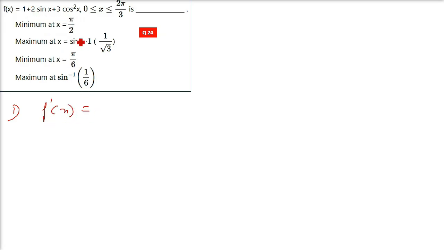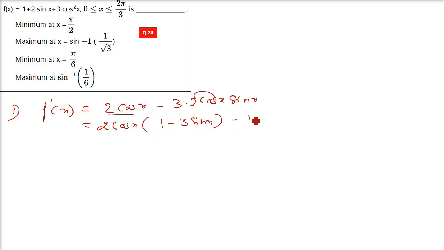So just differentiate this. F dash x will be what? It will be 2 cos x, and 3 cos square x goes to 6 cos x times minus sin x, so minus 6 cos x sin x. This is the first derivative. You can take a certain thing common here. 2 cos x is common in both the terms. When we take 2 cos x, it will be 1 minus 3 sin x inside.